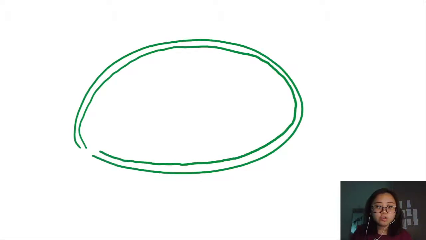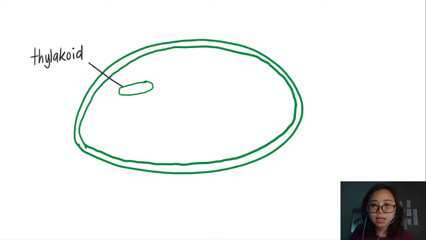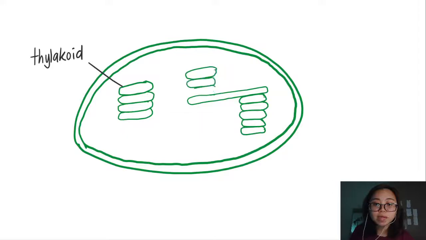Okay, if you want to draw chloroplast, remember it has two membranes. Okay, dia double membrane organelle. So, lukis dua macam ini. And then you draw one thylakoid. Okay, I label this as a thylakoid. And then I draw more thylakoid. I draw many.